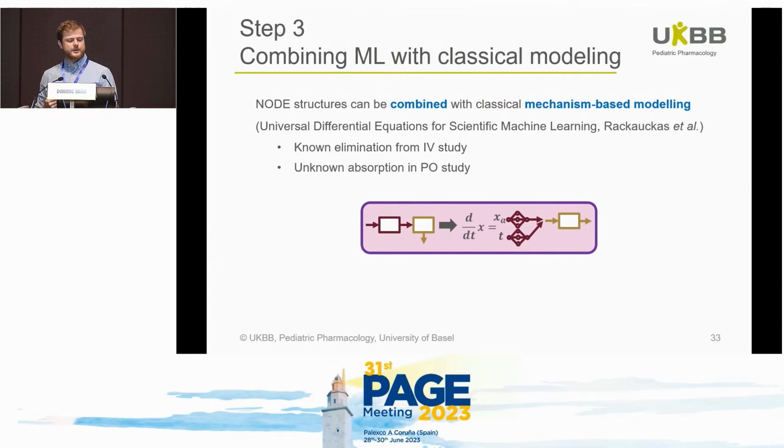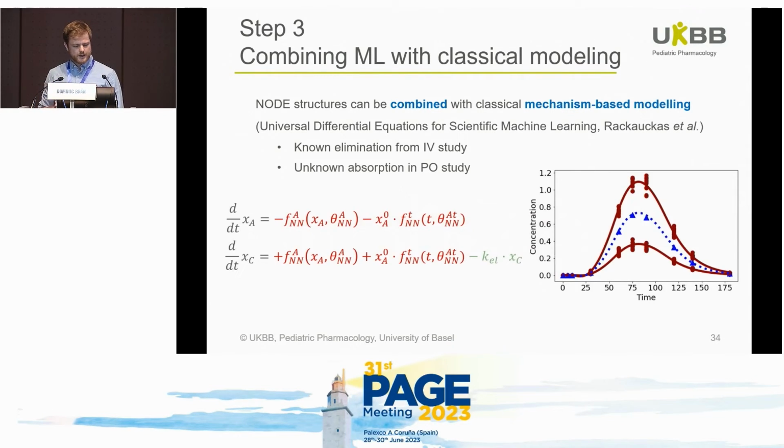So now we can go to step 3 and combine this with classical modeling, which is also often referred to as scientific machine learning. So here we have the scenario where you have a drug already tested in an intravenous bolus study, and we learned from classical PK modeling that it's a first-order elimination. Now we want to give this drug orally. So we don't know the absorption, and for this we can use neural networks.